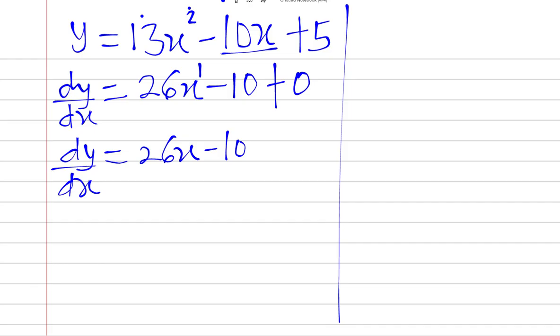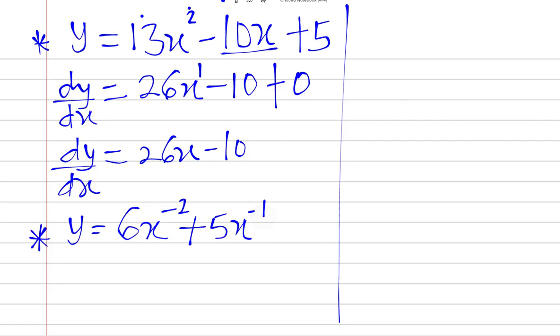Now I promise this is the last example. Look at this example now. Let's say y is equal to, let's take a negative thing now. Let's say y equal to 6x raised to power minus 2 plus 5x raised to power minus 1 minus 15. What will be your dy dx here? Yes, this is a very perfect example. What will be your dy dx?